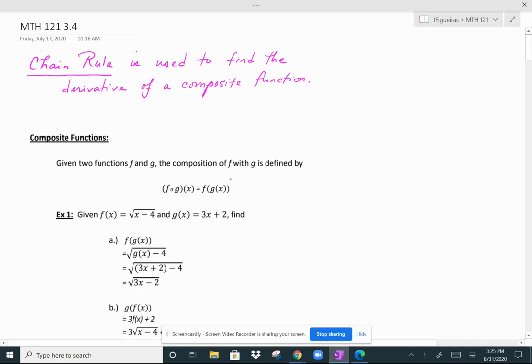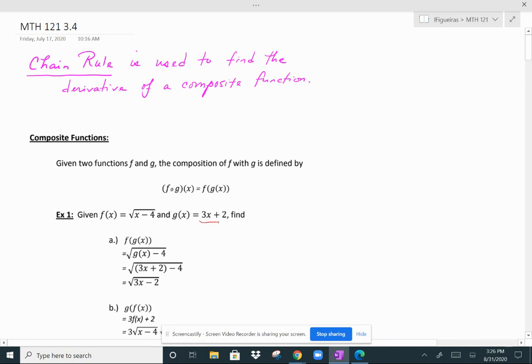And these are two different notations that are often used to demonstrate a composite function. It's read as f of g of x. So first, let's practice just using this notation. Suppose you're given f of x equal to the square root of x minus 4 and g of x equal to 3x plus 2. And we want to find f of g of x.